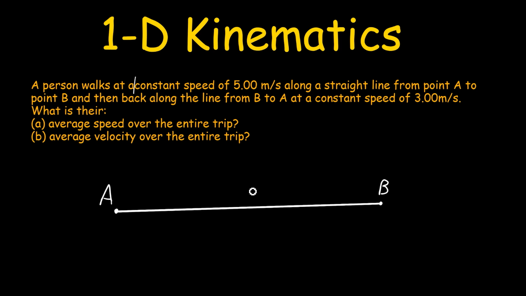So at the moment, the best we can do is assign it a variable, and we'll call that variable D. We do know though that we're moving from A to B at 5 meters per second. So we have a velocity and a direction. And we're moving backwards from B to A at a slower pace of 3 meters per second.